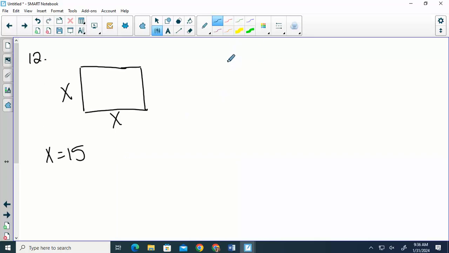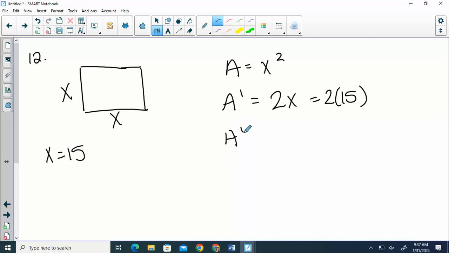So I want to know, how is the area going to be changing when my side is 15? So area, length times width, would just be x squared. If I'm wanting to know how it's changing, what do I need to do? Derivative. So A prime is 2x. We're looking at the instant when x is 15. And A prime is 30.